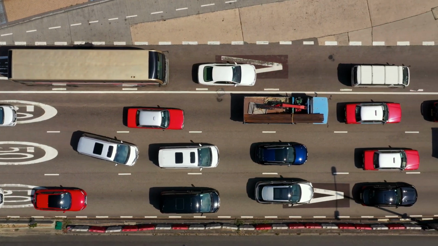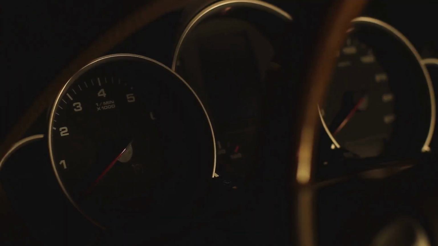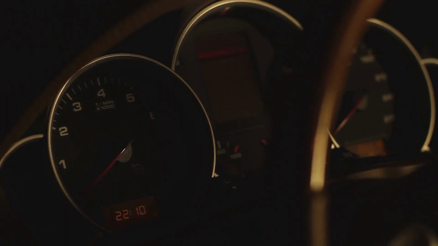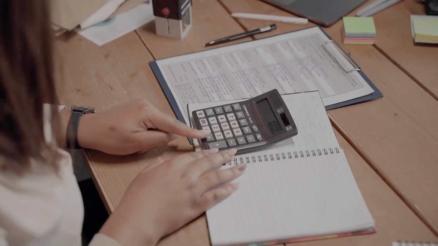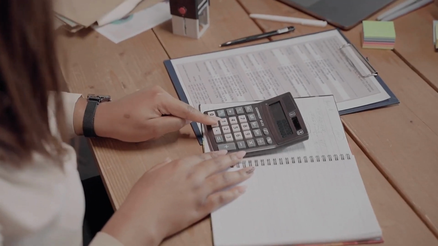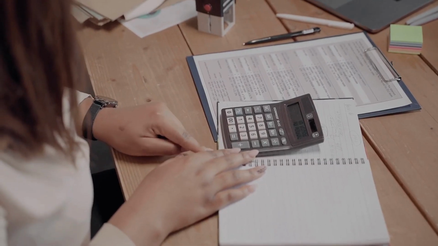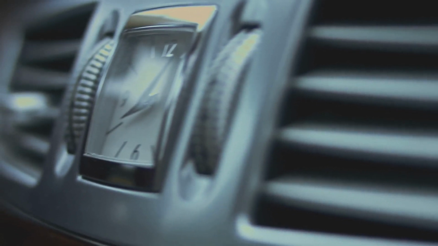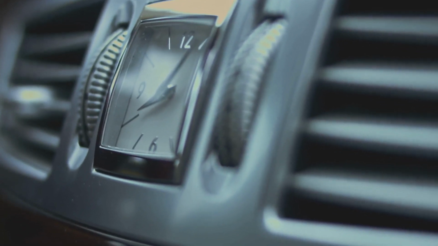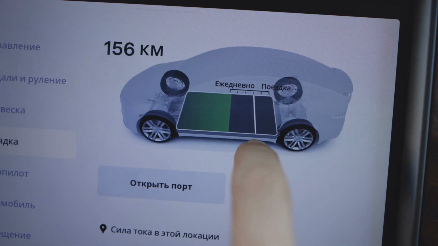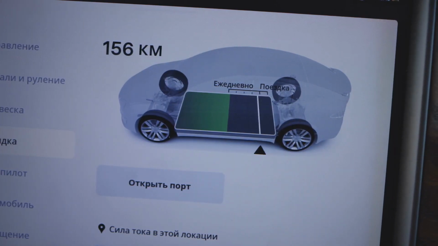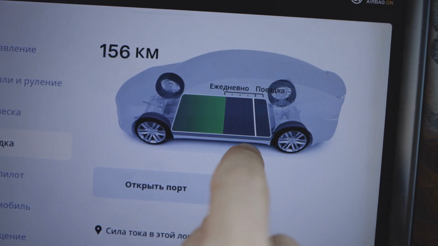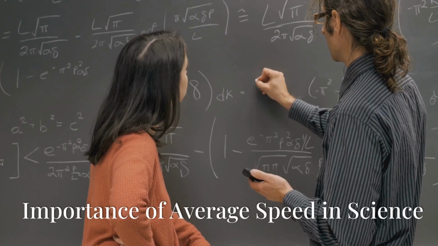Now let's take a look at a more complex scenario. Imagine you're driving a car and you travel 150 miles in 2.5 hours. To find your average speed, you would divide 150 miles by 2.5 hours, which equals 60 miles per hour. But what if you want to calculate your average speed for the first hour of the trip? You would divide the distance covered in the first hour by the time taken, which would give you the speed for that specific time interval.